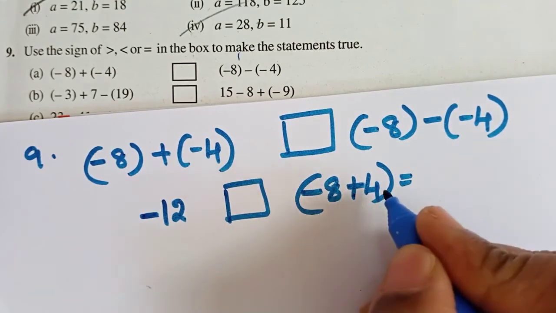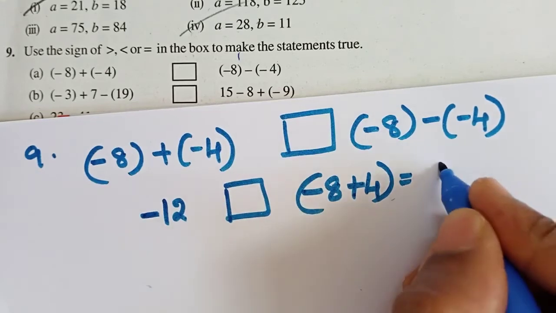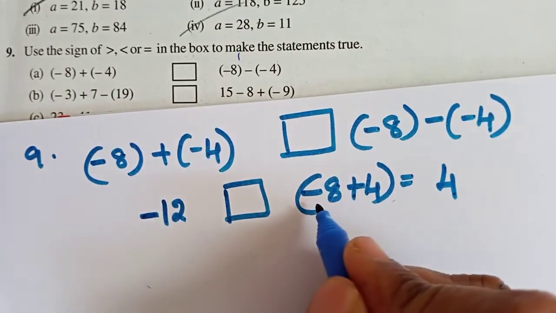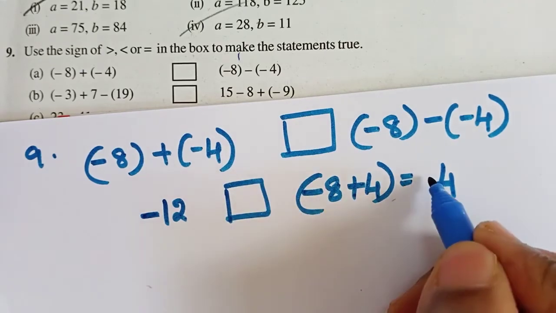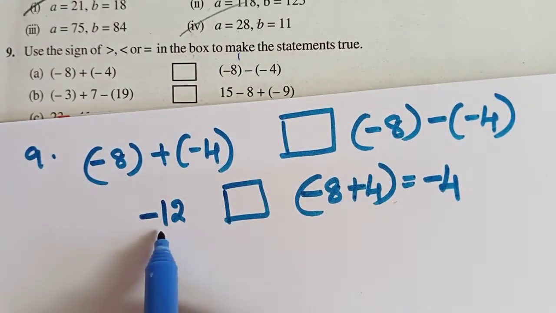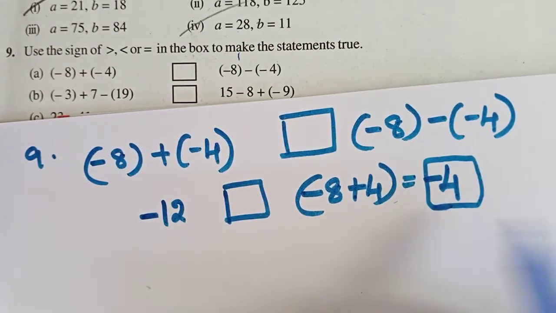One is having a minus sign, the other one is having a plus sign. So we need to subtract smaller from bigger. 8 minus 4 is 4. But I should give the sign of the bigger number. 8 is bigger here, so I must give a negative sign. So this side it is minus 12. This side it is minus 4.